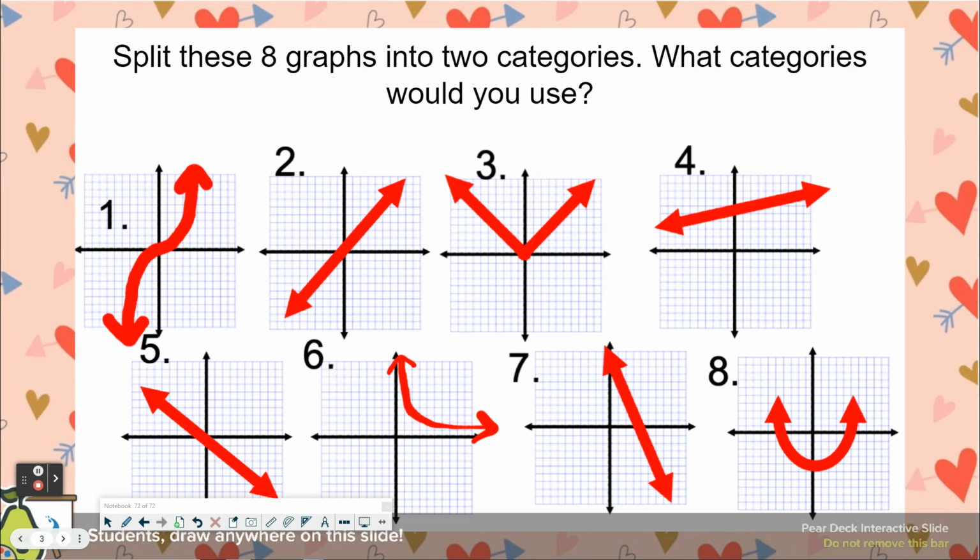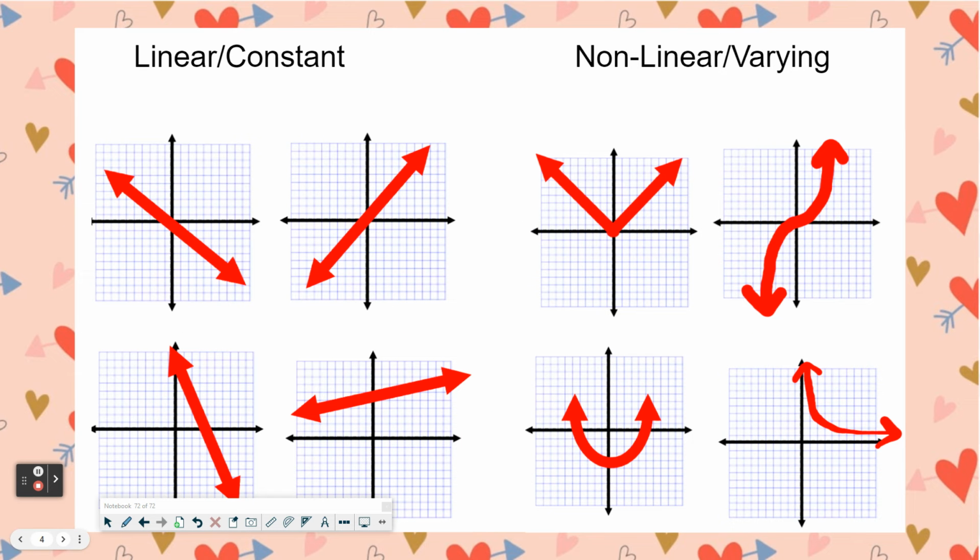Okay, let's see if you are thinking the same thing I was thinking. Actually, before we do that, why don't you turn and discuss with your neighbor, the person sitting right next to you, and see if you guys chose the same one. So you can go ahead and discuss. Okay, now let's see if you guys had the same answer that I had. These are the categories that I split them into.